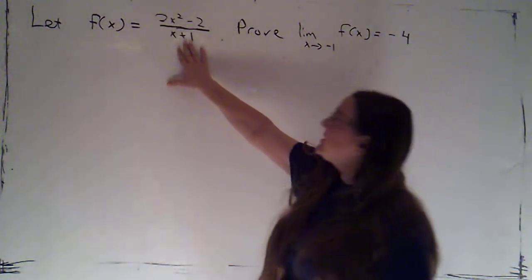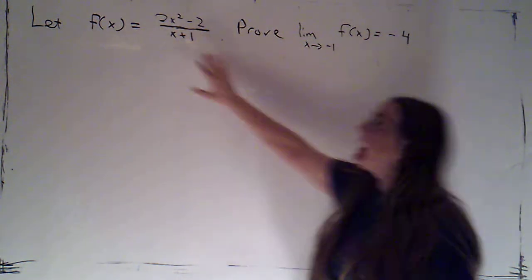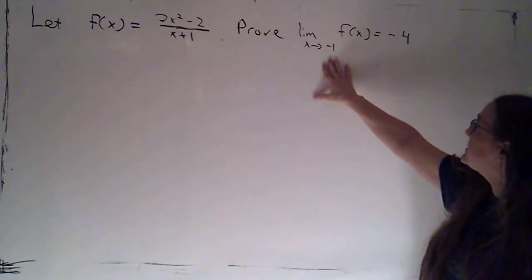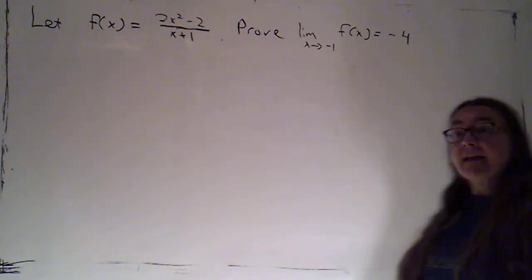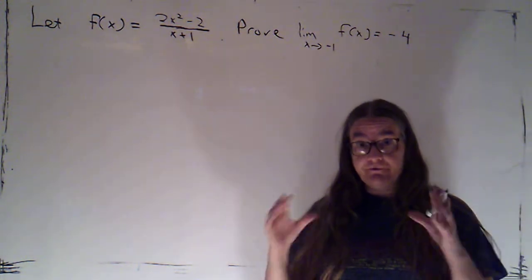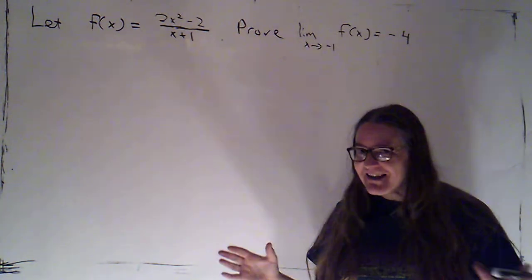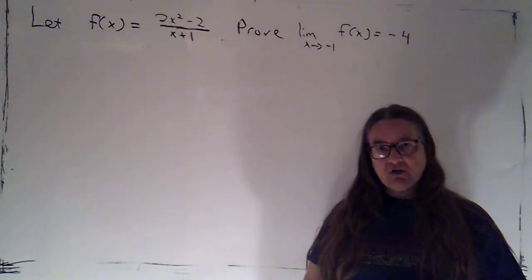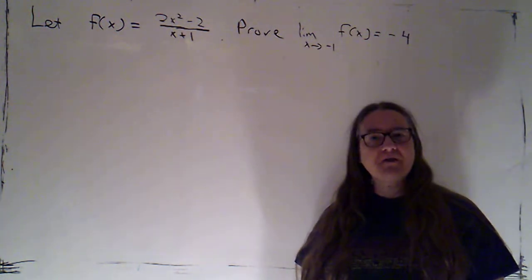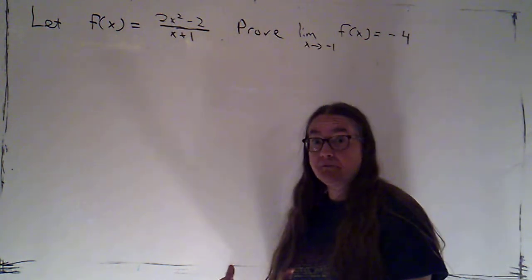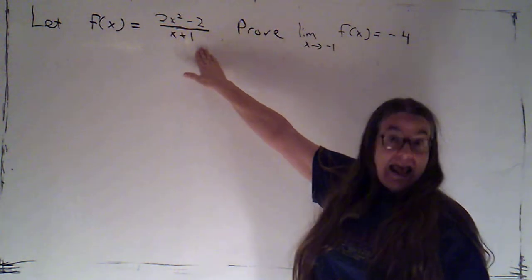We've got another problem up here on the board. We're given this rational function f of x, and we're asked to prove that the limit as x goes to -1 of f of x is -4. Now, I said I'm only going to hold you responsible for formal epsilon delta proofs if you have a linear function or an almost linear function, if the graph of your function is a line with a hole in it. That's actually what we're going to have here.